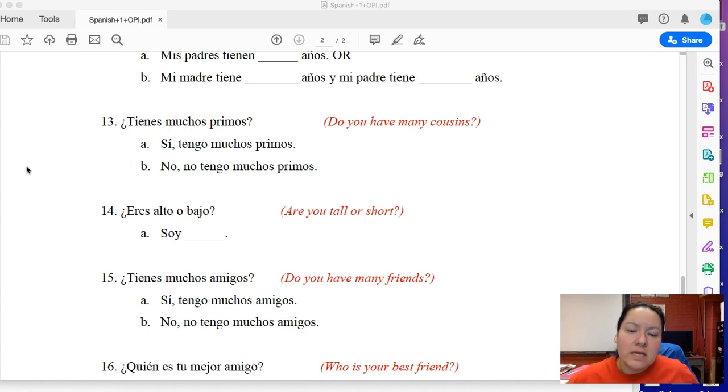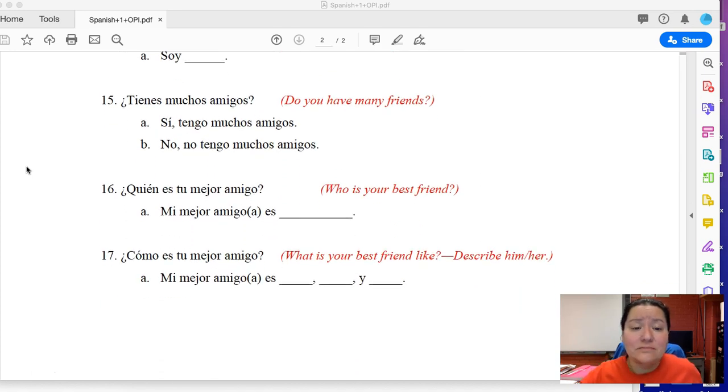Number 14. ¿Eres alto o bajo? Are you tall or short? Or if you're a girl, ¿eres alta o baja? And then you will say, soy, and then the adjective to describe whether you are tall or short. Number 15. Do you have many friends? ¿Tienes muchos amigos? If you have a lot of friends, then sí, tengo muchos amigos. But if you don't have a lot of friends, no, no tengo muchos amigos.